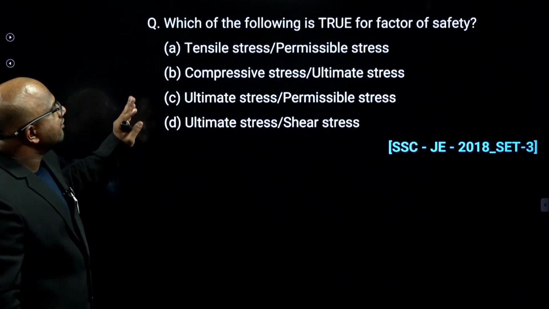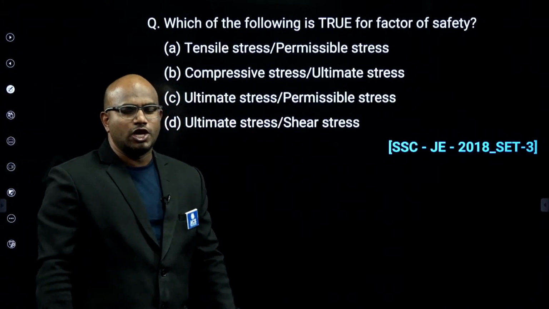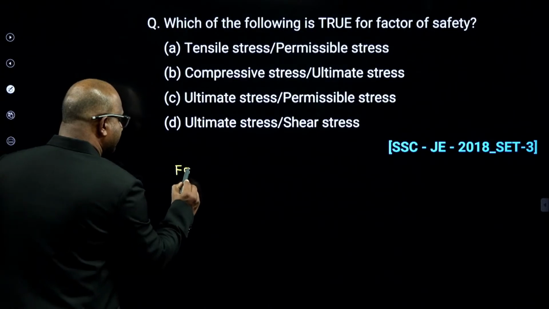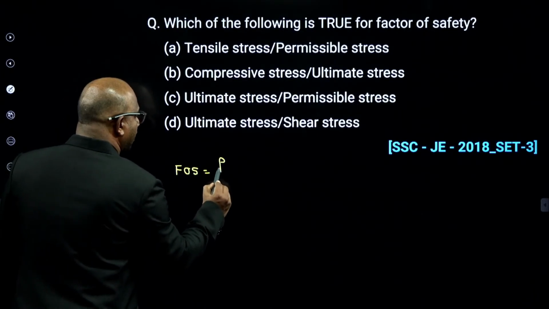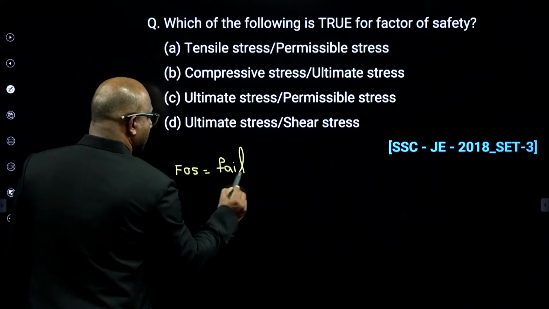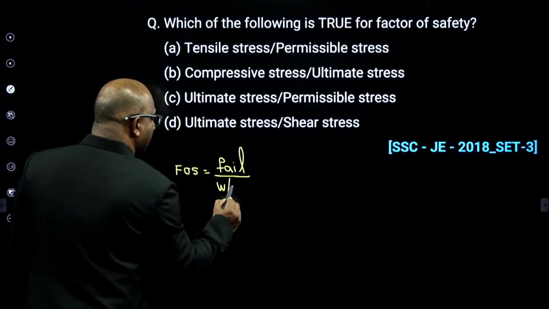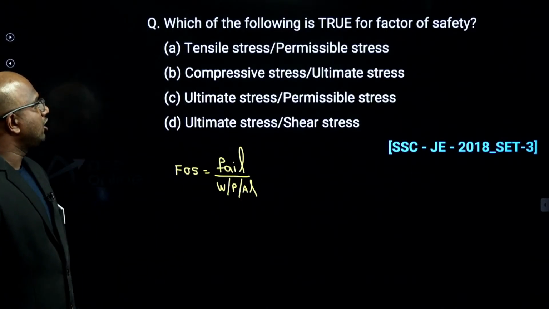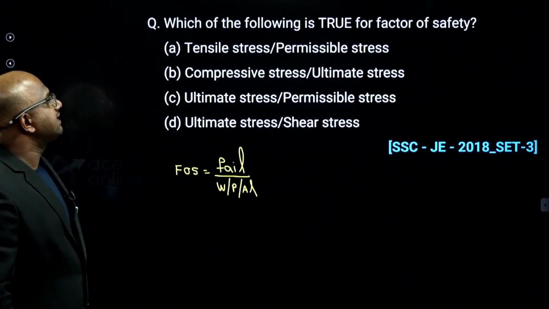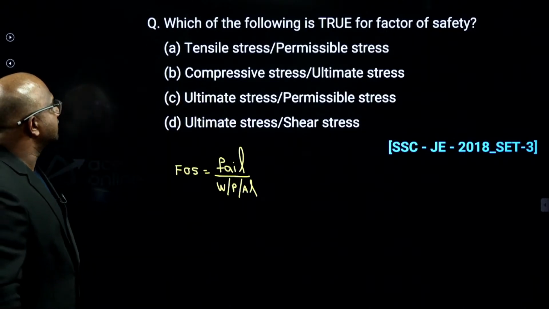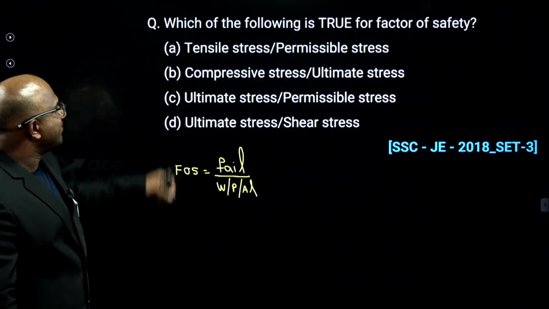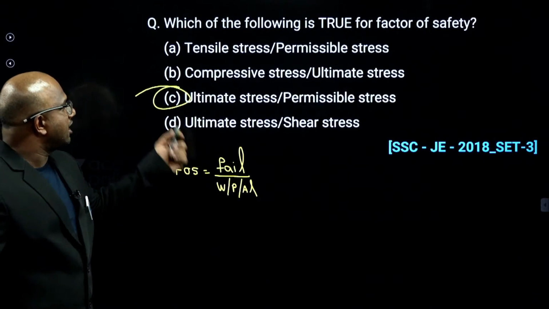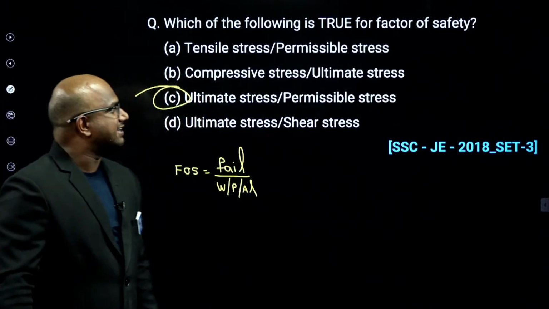Next, which of the following is true for factor of safety? What is the basic definition of factor of safety, guys? Factor of safety equals failure stress divided by working stress, or permissible stress, or allowable stress. Generally, failure stress means the ultimate stress, not tensile, not compressive. So it is ultimate stress divided by permissible stress. It belongs to option C, the correct one, guys.